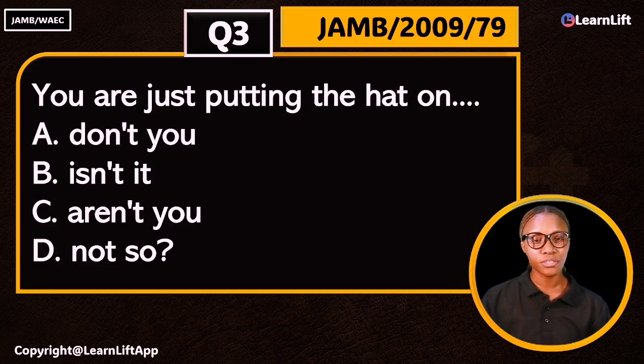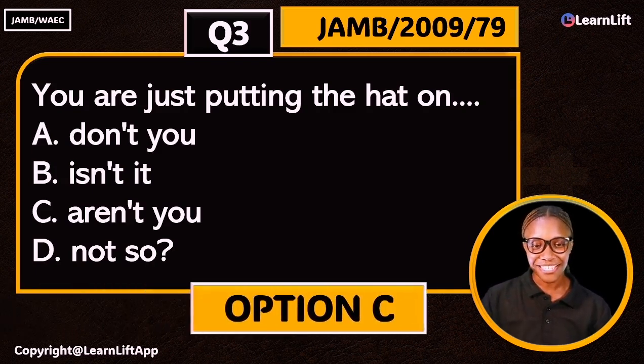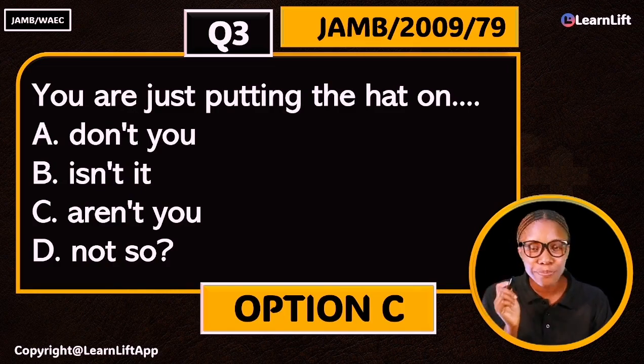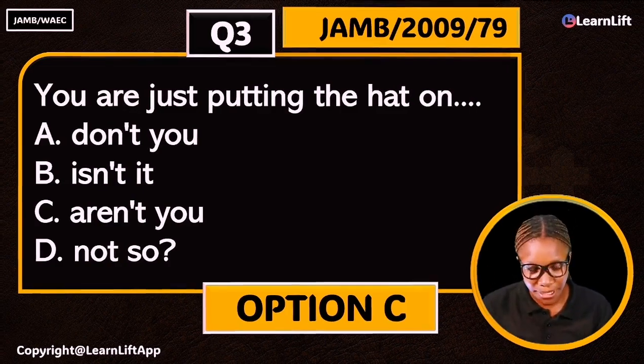Okay, let's interrogate don't you. Is don't you the correct answer? No. We are looking for a corresponding verb. Alright, isn't it? It doesn't correspond. D, not so, it's totally out of the picture. So yeah, option C is our correct answer. You are just putting the hat on, aren't you? Simple and short. Now we have a positive statement and we have our negative tag, corresponding with the verb in the positive statement.